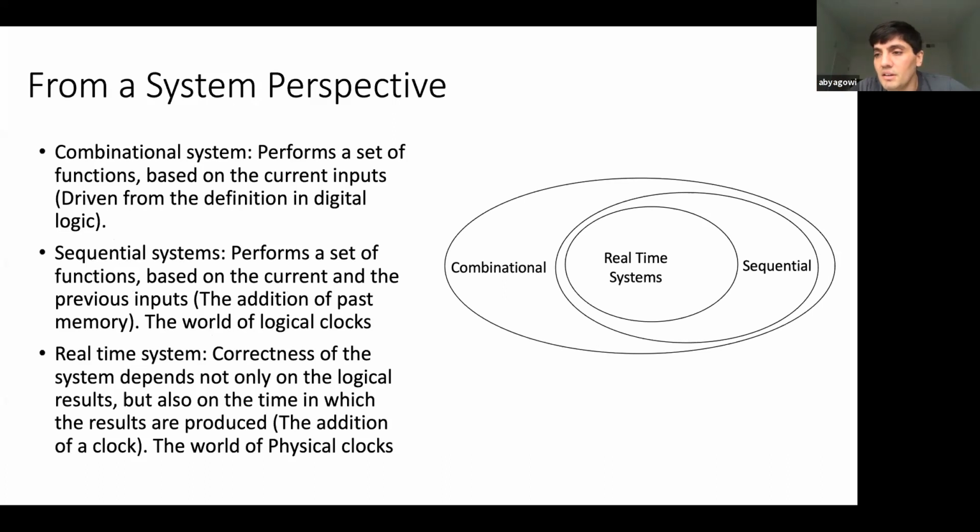So a little bit from a systems perspective, and we have Dr. Kinsner here, and I think pretty much everything I learned about digital logic is from Dr. Kinsner.